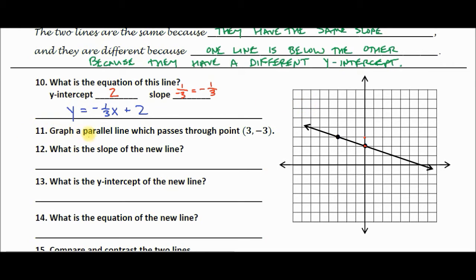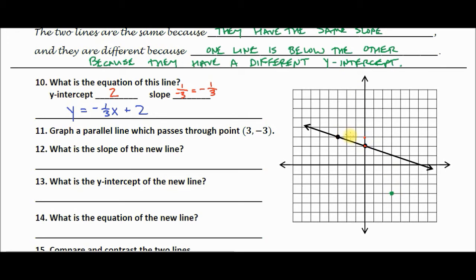Okay, now it says, number 11, graph a parallel line which passes through this point, 3, negative 3. Well, let's plot that point. So, starting at the origin, positive 3, 1, 2, 3 on the x-axis, negative 3 on the y-axis. So they want us to find a line that is parallel to this line, but it passes through this point. And class, hopefully we should see that all you have to do is just make sure the slope is the same. So if our slope is negative 1/3, let's just go ahead and plot a few points.